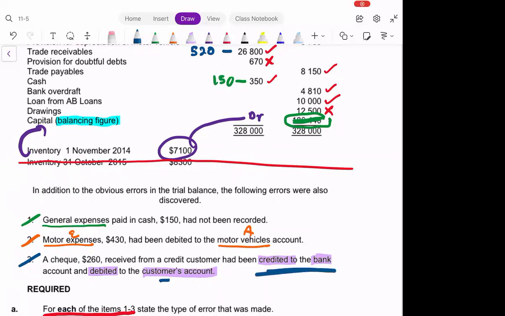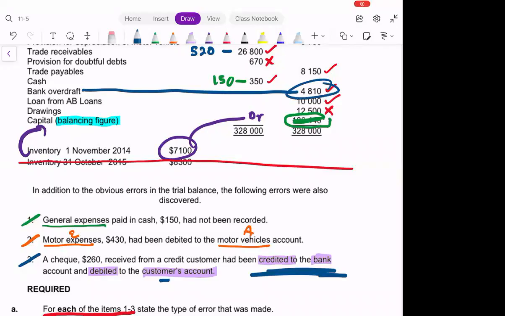Here is the problem. The bank is supposed to plus or minus? Plus. Because you receive the money, right? If you receive the money, you plus. But when I check here, I don't have the bank. I got a bank overdraft. What is the bank overdraft? I owe the bank. I owe the bank 4,810.